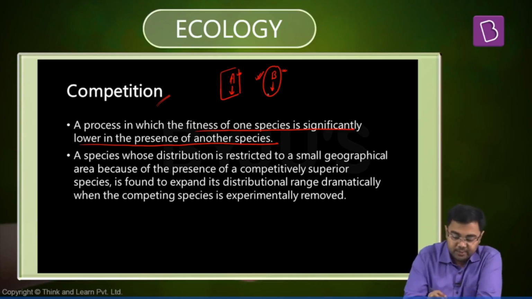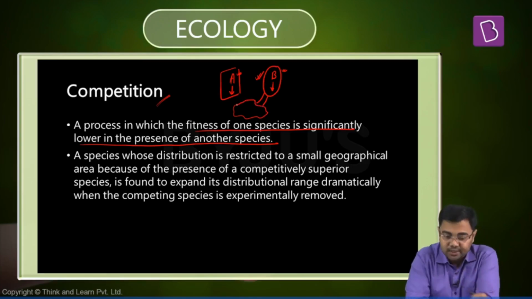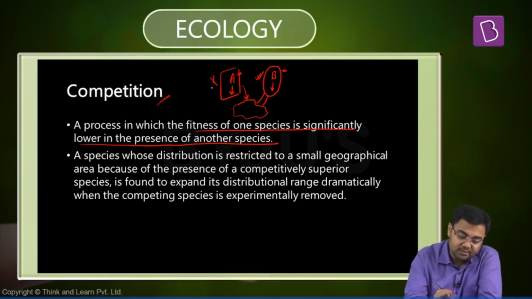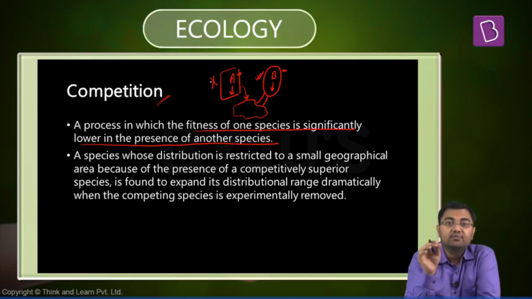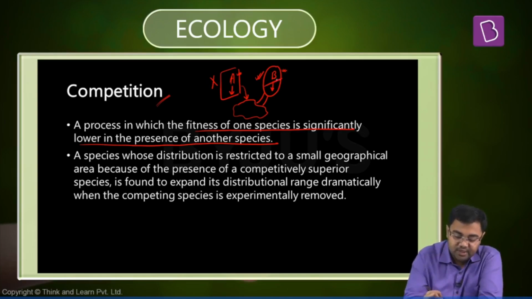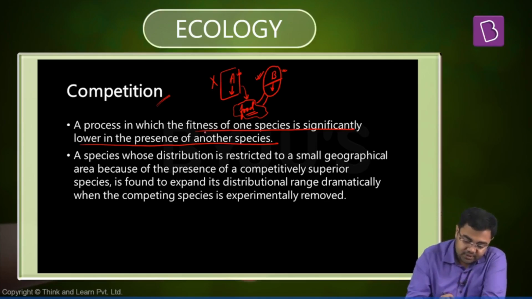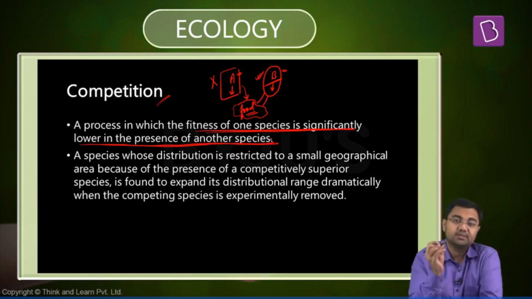So what will happen is, B will consume more of the food which is available in a given area than A would be able to do. So over a period of time, A will cease to exist, mainly because B is much stronger and is able to occupy or get all the food from a given area. So this is what happens in competition: a process in which the fitness of one of the species is significantly lower in the presence of another species.